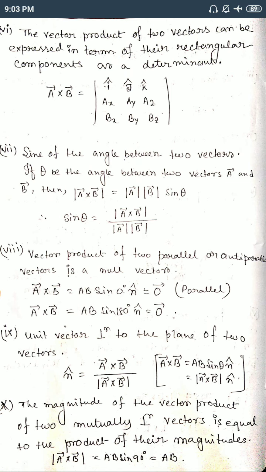And the magnitude of the vector product of two mutually perpendicular vectors is equal to the product of their magnitudes. So if A and B vectors are perpendicular to each other, the angle between them is 90 degree. So the magnitude of A cross B will be AB, the product of their magnitudes, A into B.